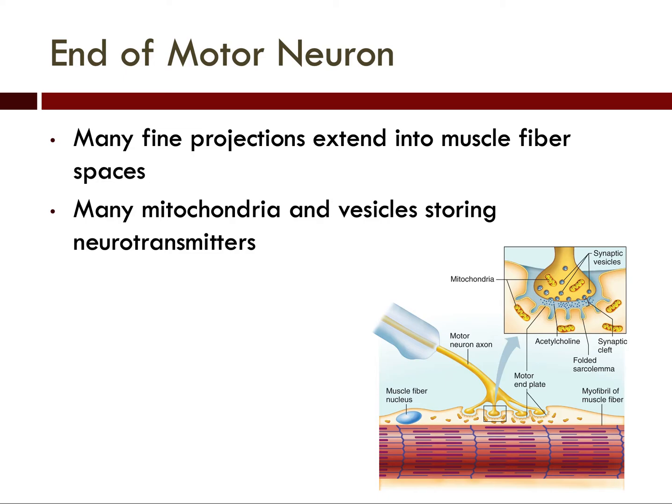At the end of the motor neuron, you have lots of little projections that are going to extend into the muscle fiber. So you have all of your different axon terminals, and there are lots of different ones that go into the muscle fiber or near the muscle fiber. Remember, they don't touch. In the end of the motor neuron, you're going to have a lot of mitochondria, and you're also going to have the vesicles that are storing acetylcholine.